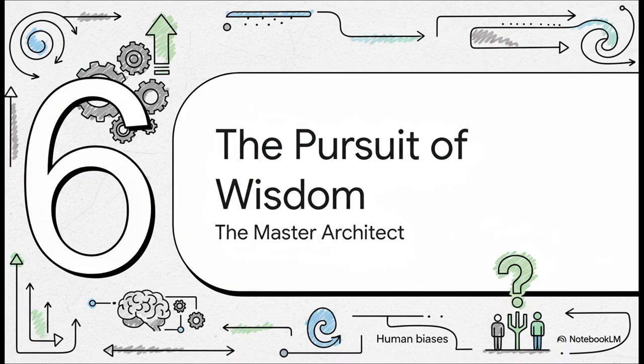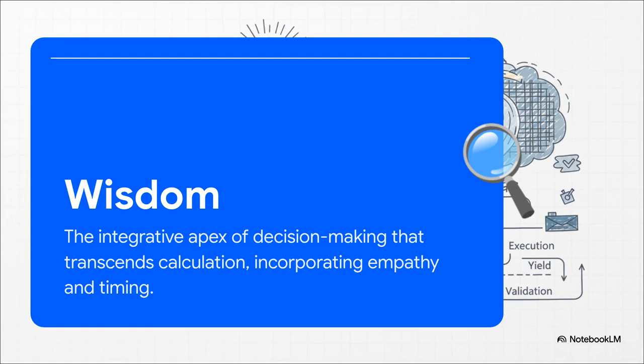After we've mastered the process, built the foundation, and learned from our outcomes, what's left? We move from being a mere technician of choice to becoming a master architect. This is the pursuit of wisdom. So, what is wisdom? Well, it's the peak where all these skills come together. It goes way beyond just calculating probabilities. It brings in empathy, a feel for timing, and a healthy dose of humility. Wisdom is what transforms decision-making from just a technical skill into a kind of moral art.